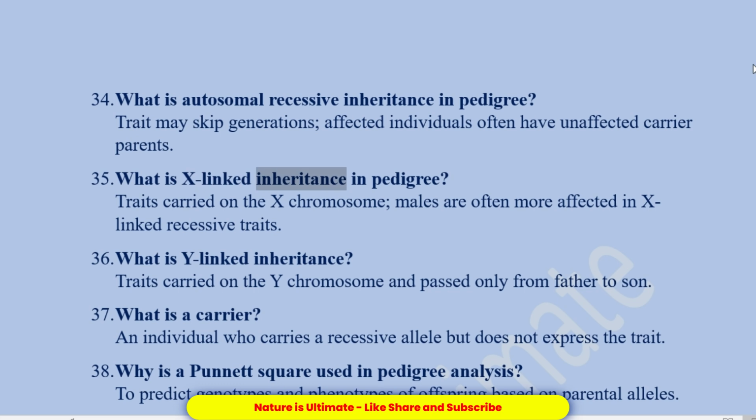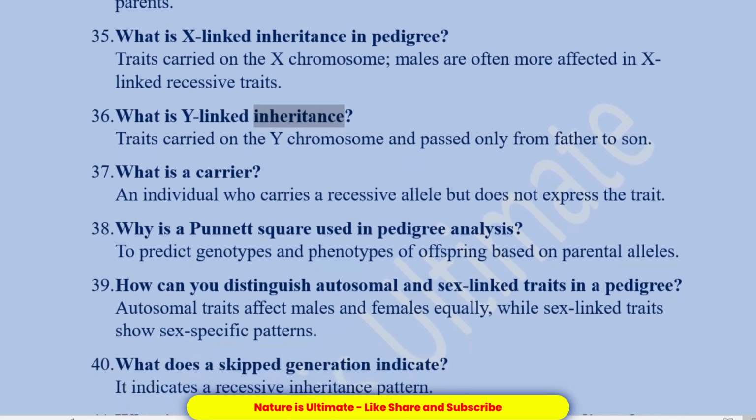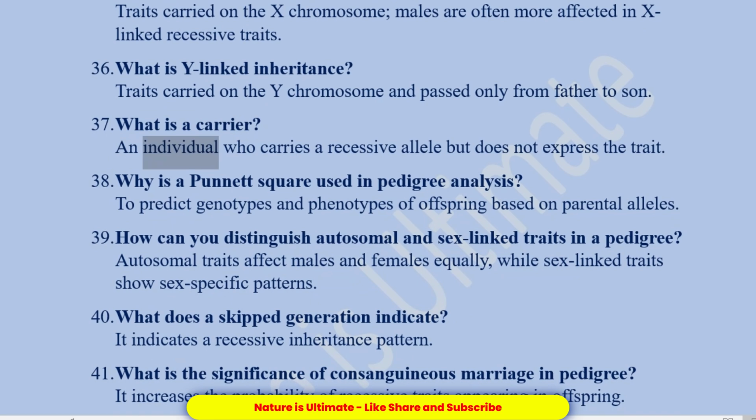What is X-linked inheritance in pedigree? Traits carried on the X chromosome. Males are often more affected in X-linked recessive traits. What is Y-linked inheritance? Traits carried on the Y chromosome and passed only from father to son. What is a carrier? An individual who carries a recessive allele but does not express the trait.